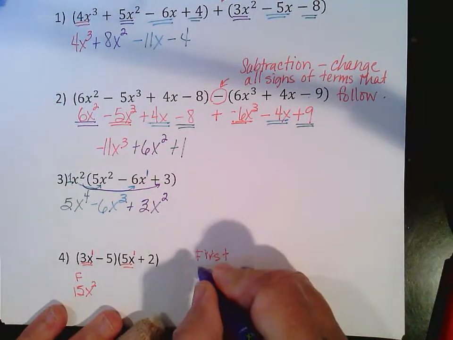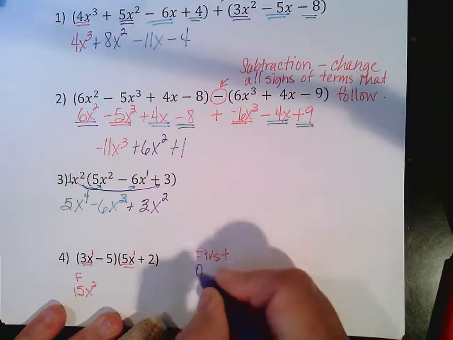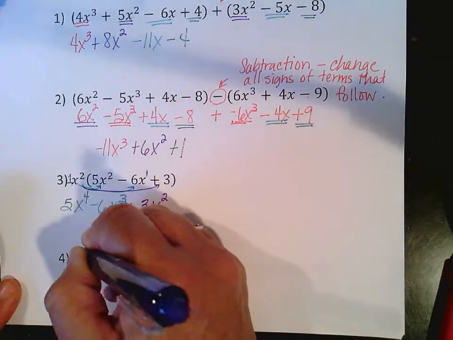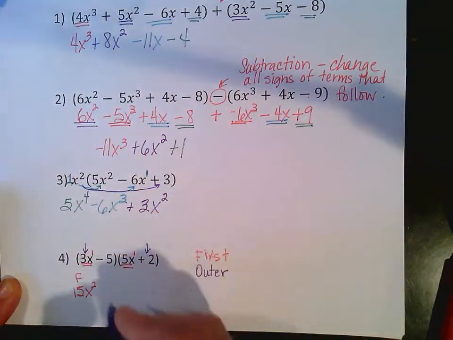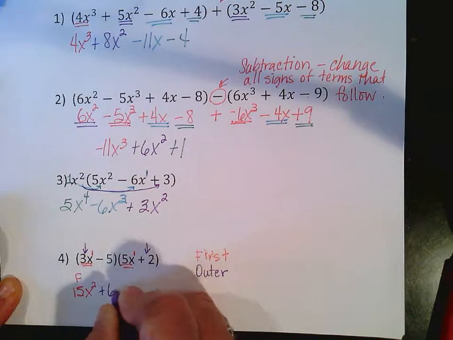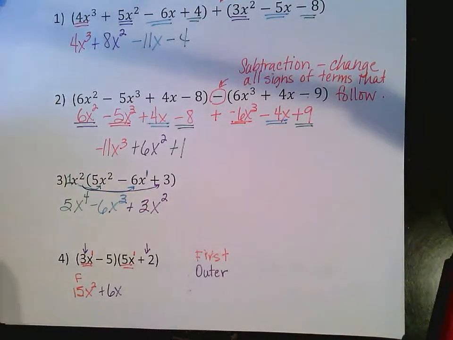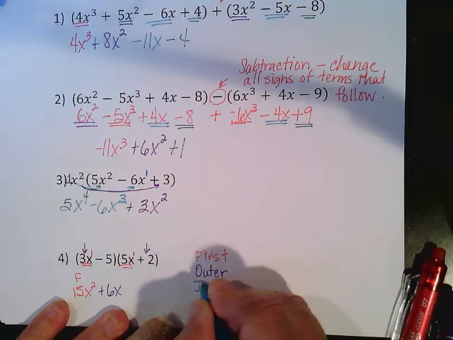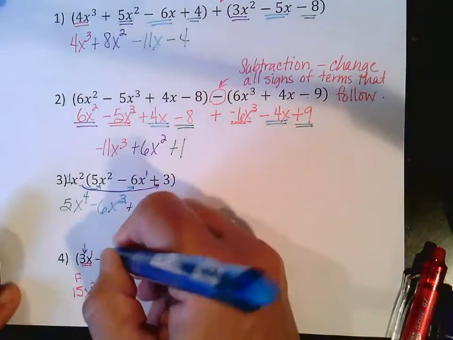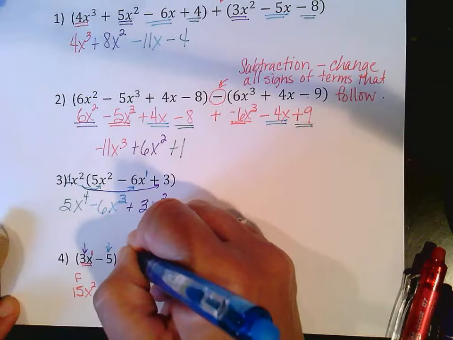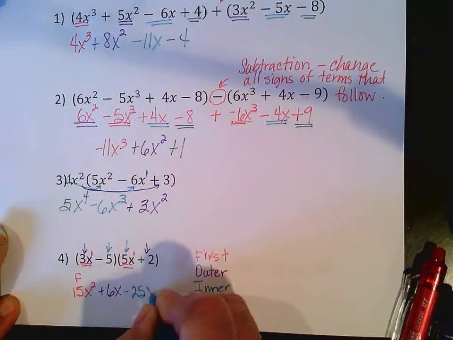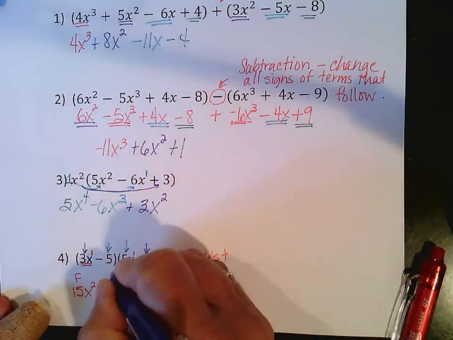The next is O of FOIL, and that's for my outer terms. My outer terms are going to be the 3x and the 2. So when I multiply 3x times 2, the coefficients 3 times 2 is 6, and then I have x to the first. The I in FOIL is for my inner terms. So now I'm looking at negative 5 and 5x. Negative 5 times 5 is a negative 25. And then I have the single x term. So this was my O.